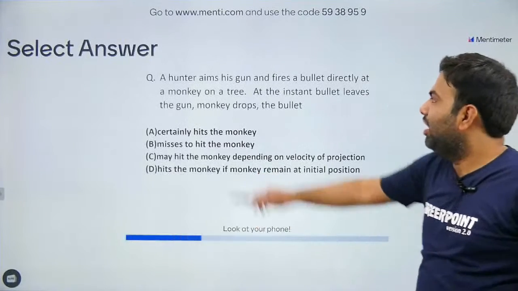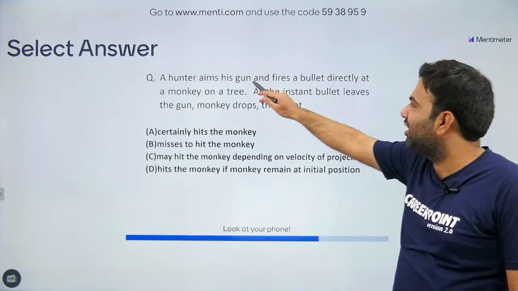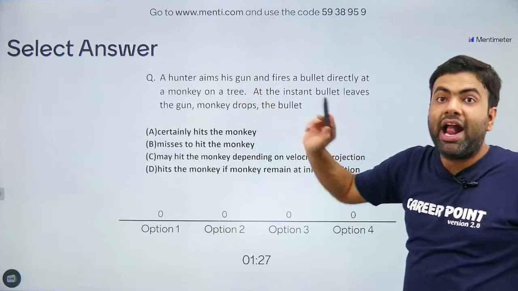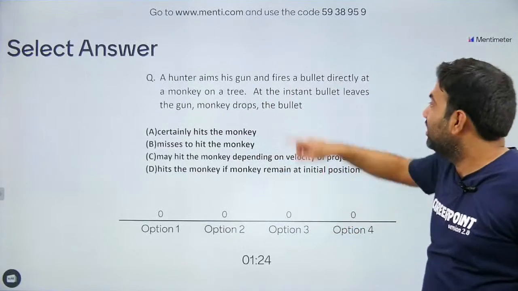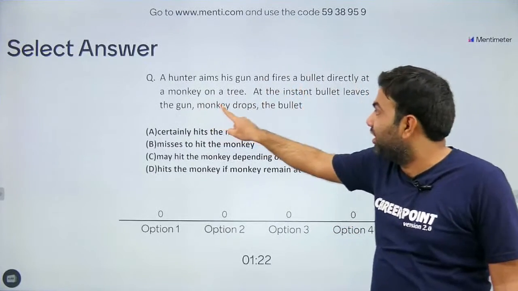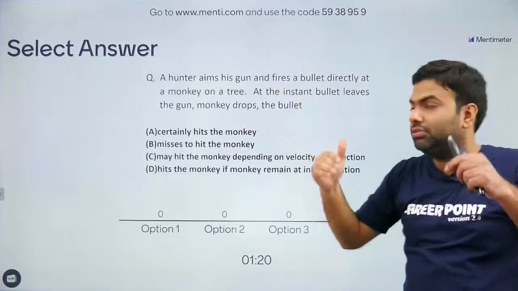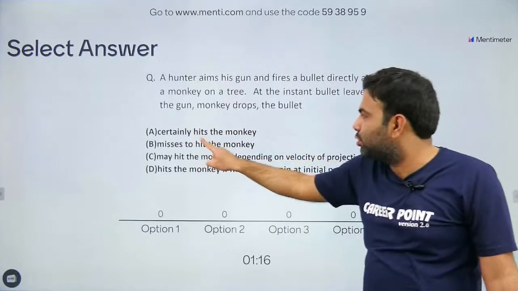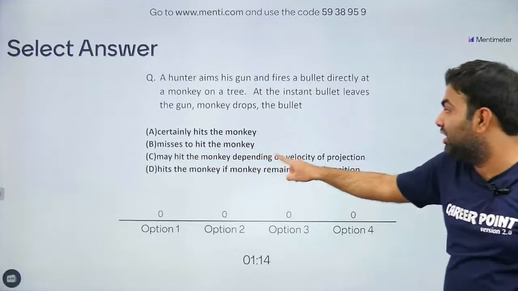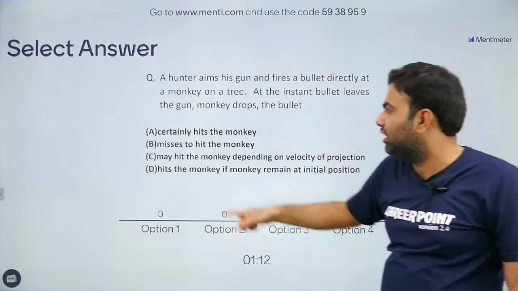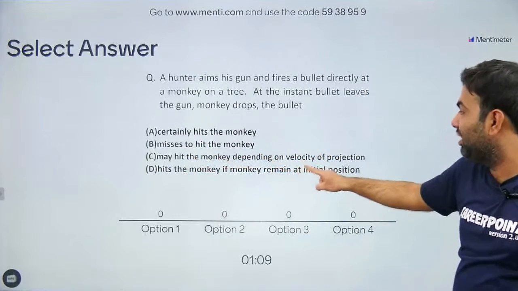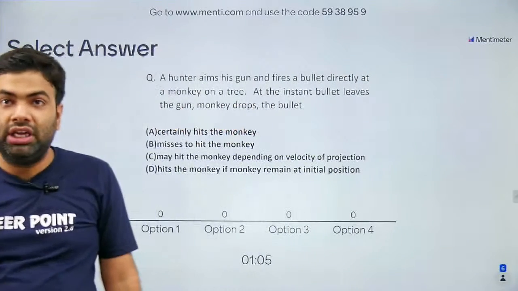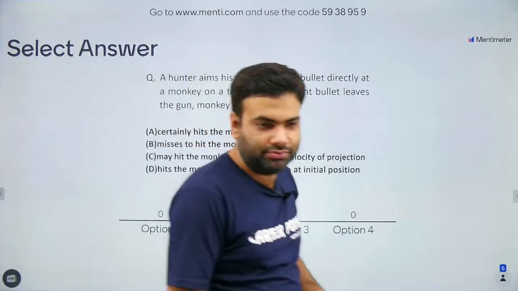This is the question. A hunter aims his gun and fires a bullet directly at the monkey on a tree. At the same time, at the instant the bullet leaves the gun, the monkey drops. Monkey falls. Then the bullet will certainly hit the monkey, miss the monkey, may hit the monkey depending on the velocity of projection, or hit the monkey only if the monkey remains at the initial position. You have to assume zero air resistance.